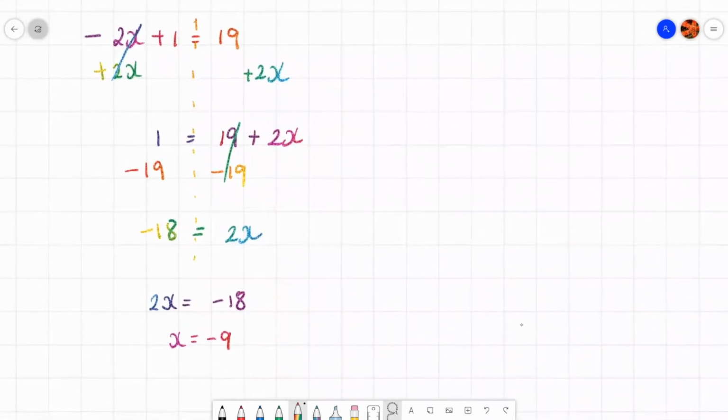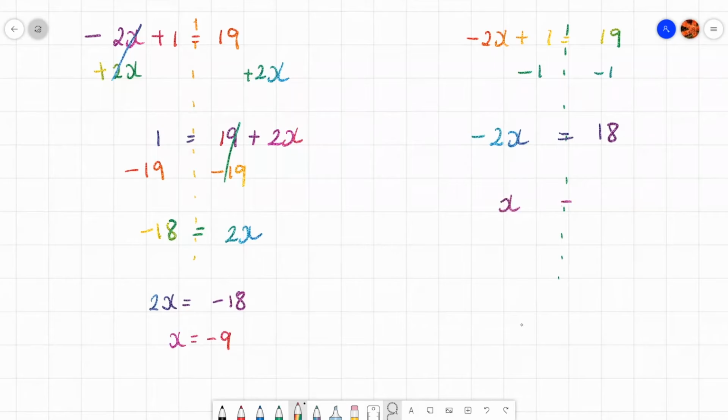If you were to do it the other way, okay, well, I'm going to get rid of the number first by subtracting 1 on both sides. Minus 2x, well, 1 take 1 is nothing, and 19 take 1 is 18. Then minus 2x equals 18. Well, then I just divide by 2 on both sides, and I get minus 9. And you can see that this method is far shorter than this method above here.